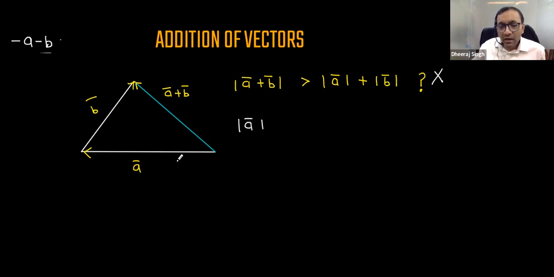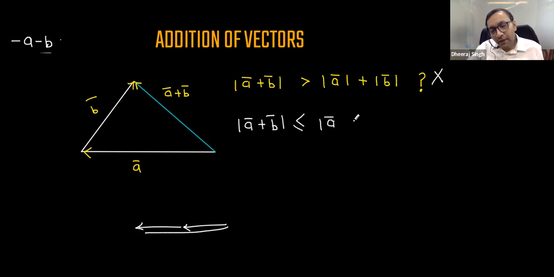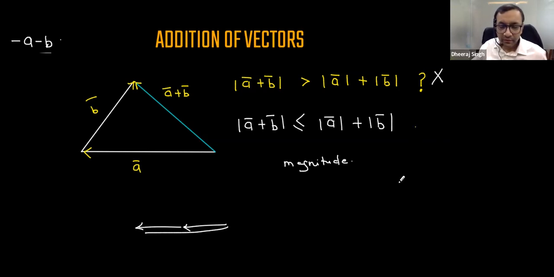When it becomes equal, it is technically a triangle, but actually everything is happening in a straight line, all right? So magnitude of A plus B will always be less than or equal to magnitude of A plus magnitude of B. This is only for the magnitude. This is something unique to a vector. Such kind of thing doesn't exist for numbers. All right.